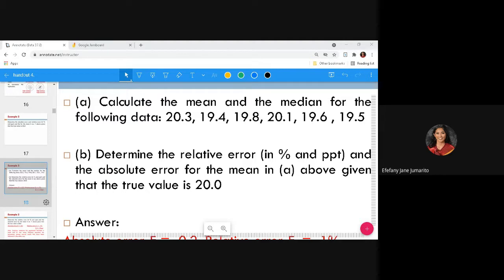In percent, we have one student, and then we have another for PPT.